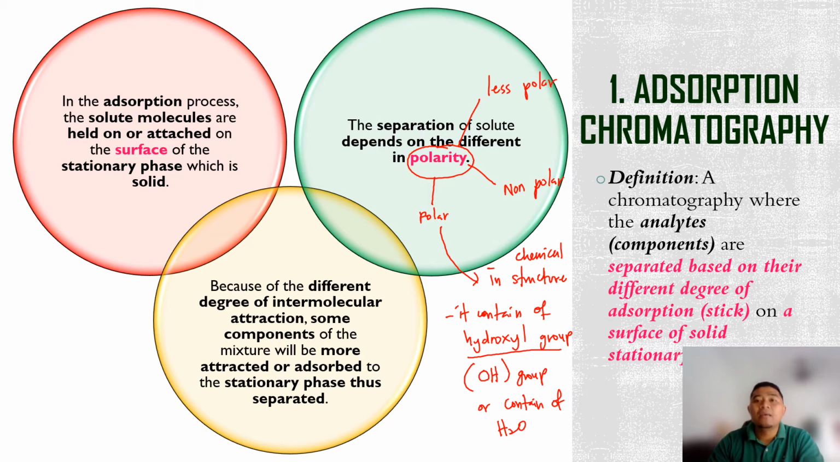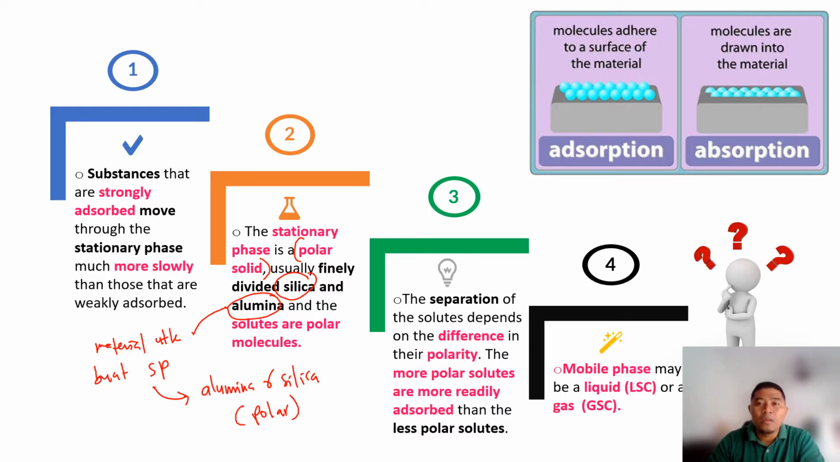But it depends, once again, on the type of tertiary phase, the polarity of the tertiary phase, and also the polarity of the mobile phase. So what happened here? Adsorption and absorption. You need to know about this. Molecules adhere to a surface of the material; that one we call adsorption. For absorption, molecules are drawn into the material. Substances that are strongly adsorbed move through a tertiary phase much more slowly than those that are weakly adsorbed.